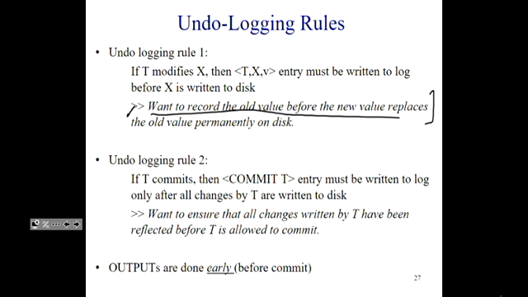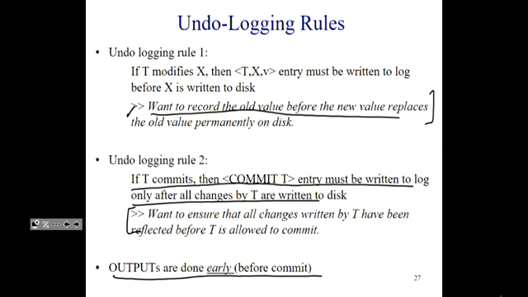So this is an easier case. The second rule is if T commits, then commit T must be written to the log only after all the changes by T are written to disk. And here you want to ensure that all changes made by T have been reflected before T is allowed to commit. So in some sense here the outputs are done early before the commit happens.